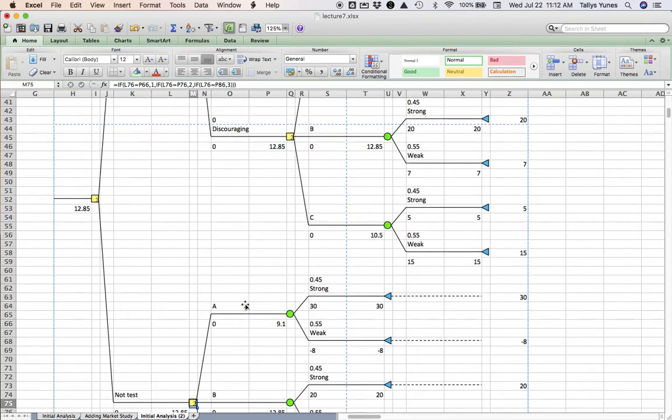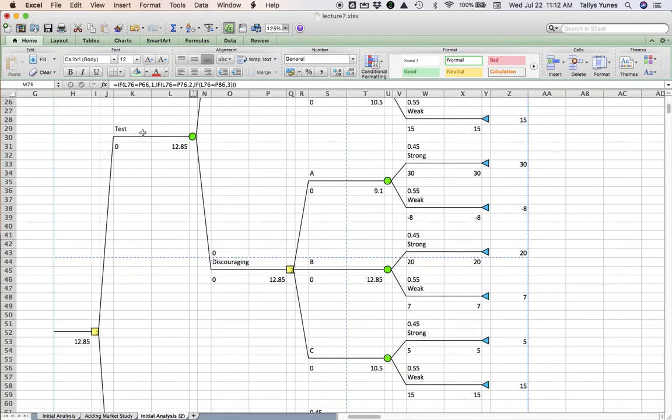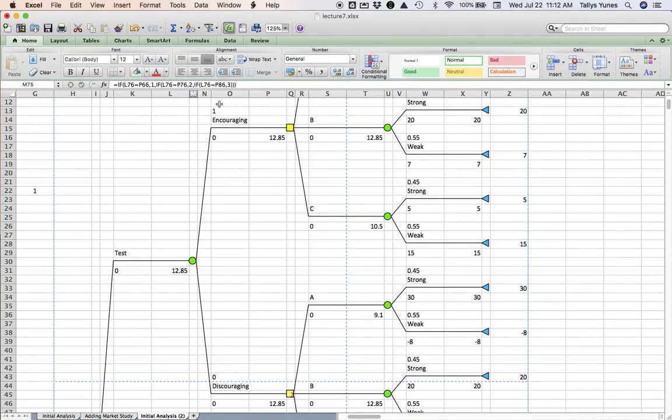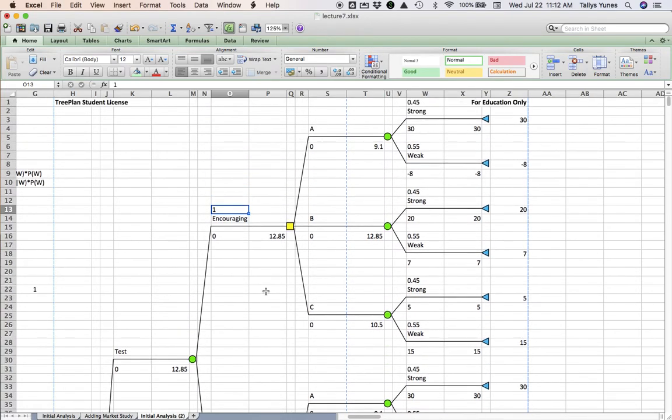However, if I choose to test, I'm going to have to update some of the data here. More specifically, these probabilities. Because first of all, I need to know what is the chance of an encouraging test. And right now, the default is just saying it's going to be encouraging 100% of the time. That's not true. And secondly, the probability of strong is not really 45% because I have now gathered additional information. I performed a test, which could be, for example, I survey a bunch of folks.